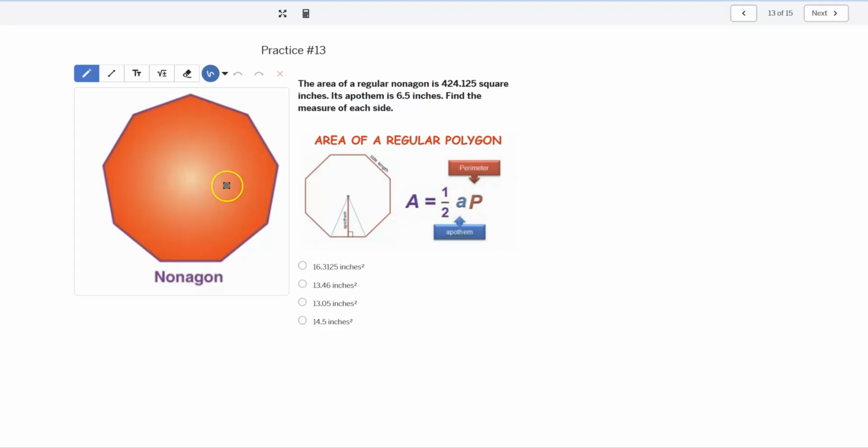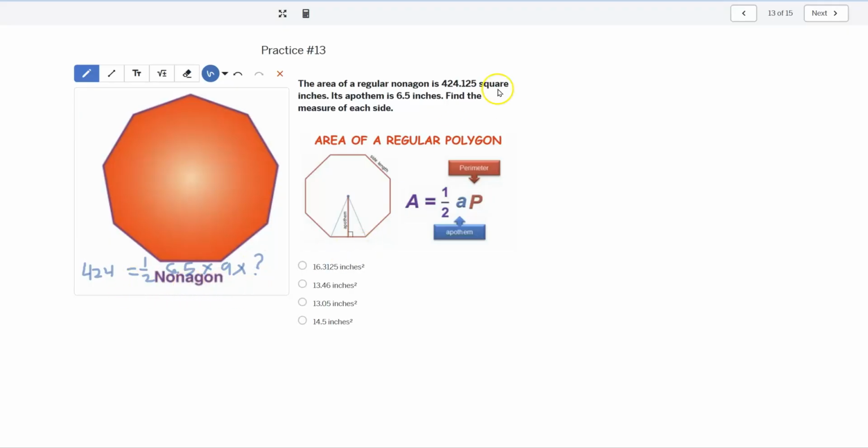This one kind of works a little bit backwards. So this one we are given the area, and again, if you want to pause it and work it out, pause it, work it out, and try to see if you can do this one backwards. But going through and solving it for you here, we have our area is 424.125 equals, and then we have 1/2. We do know our apothem is 6.5. What we don't know is the measure of each side, right? So we don't know our perimeter. We do know that there's 9 sides, so we do know that there's 9 times some number, right? Our x.